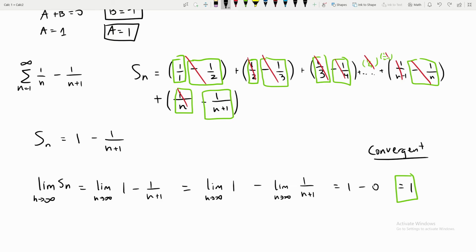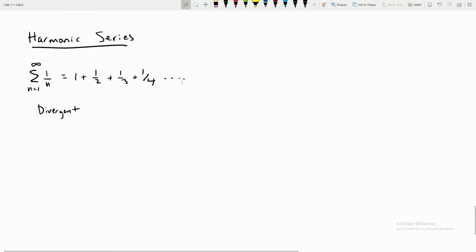Another very popular series that we often come across is the Harmonic Series, and it's given by this expression right here. It's basically 1 over n, and then n spans from 1 all the way to infinity. The important thing to note is that this series is always divergent. There are multiple ways you can prove it. One of the ways we can do it is through the integral test that will be coming up in future lessons.